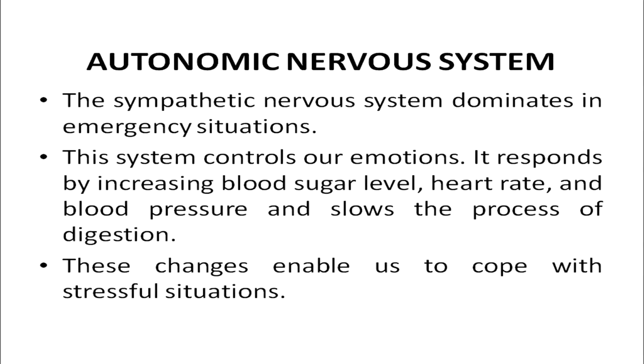The sympathetic nervous system in the autonomic nervous system dominates in emergency situations. This system controls our emotions. It responds by increasing the blood sugar level, heart rate and blood pressure, and slows the process of digestion. That means whenever you are in any kind of emergency situation, if you feel that the blood sugar level is rising or your heart rate is rising or your blood pressure is rising, always remember that the sympathetic nervous system is at work. These changes enable us to cope with the stressful situations in our lives.